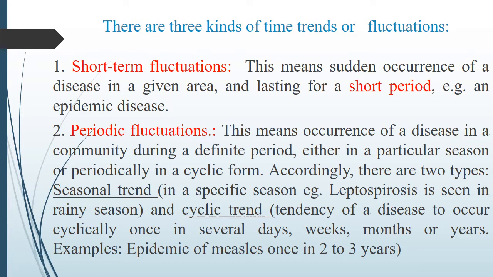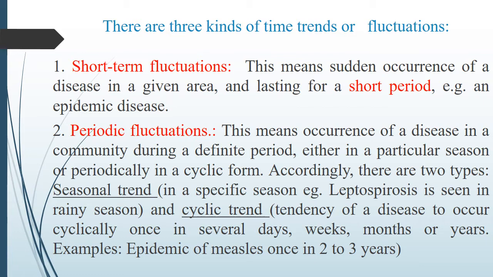Coming to the next, second is periodic fluctuation. Under periodic fluctuation, we have two trends, that is seasonal trend and cyclic trend. Example for seasonal trend is leptospirosis. Leptospirosis is seen in rainy season. Only in a season, maybe rainy or summer or winter, the disease will appear; that is called a seasonal trend. For example, in rainy season leptospirosis is more common.